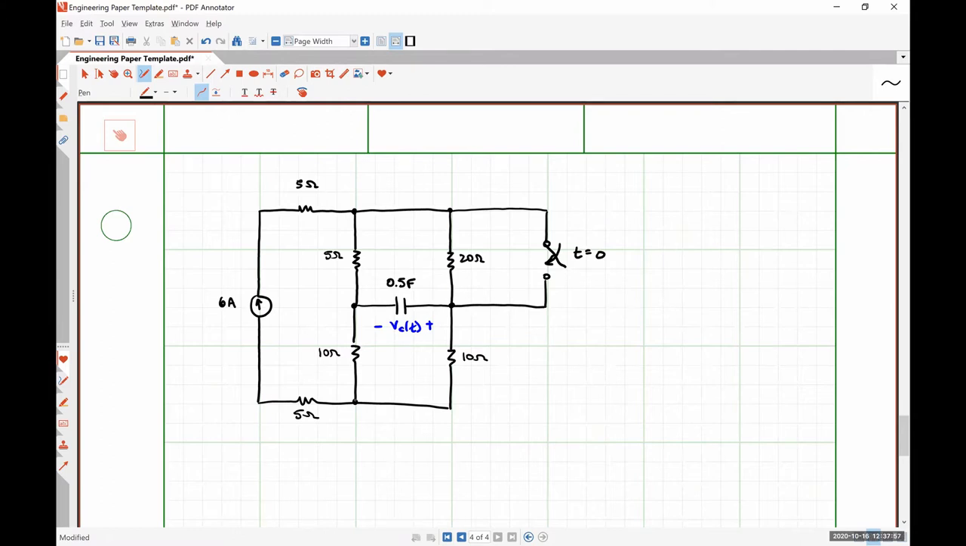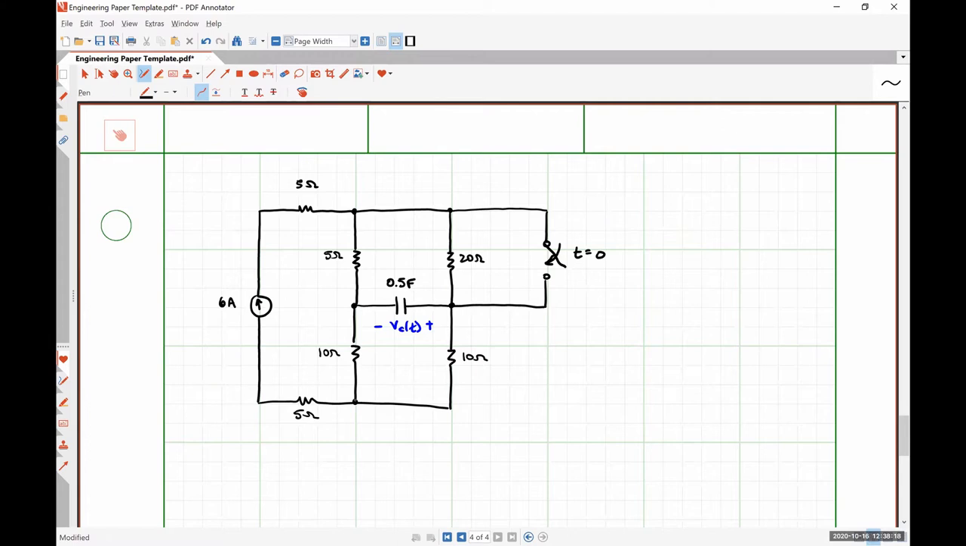Now, a long time after that switch has closed and that 20 ohm resistor has been shorted, we should observe that the capacitor voltage VC of T will assume a value that is non-zero. And that's the biggest fundamental difference between a total response problem and a natural response problem.